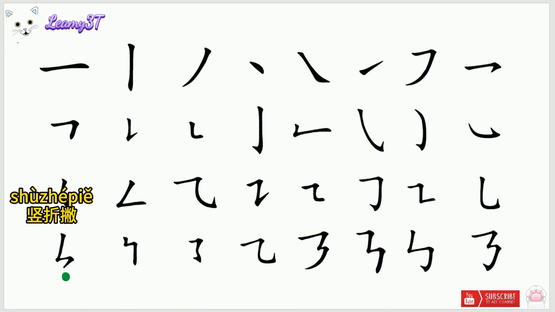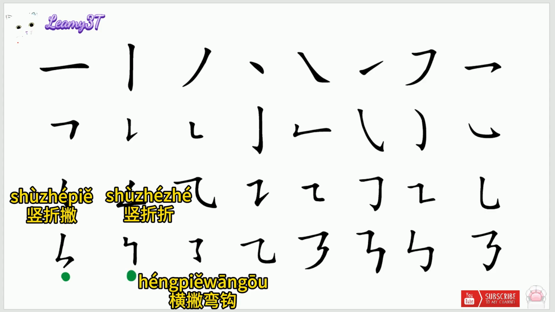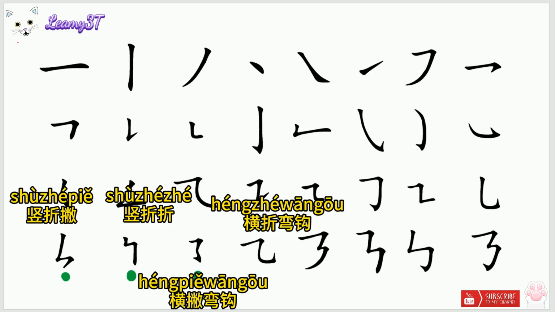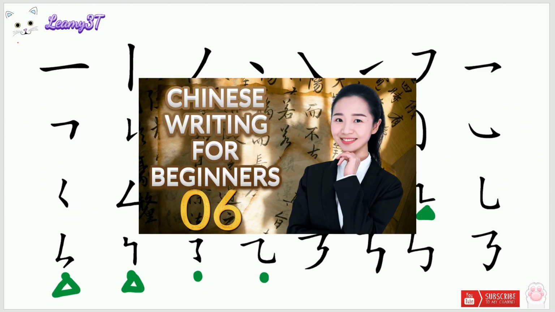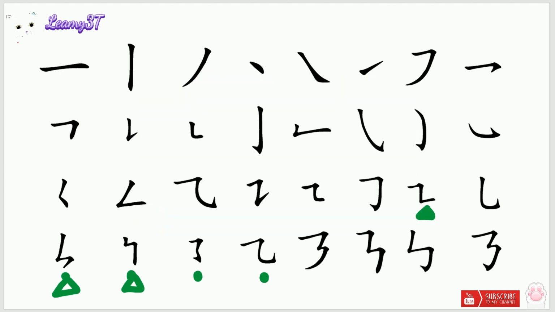shùzhépiě, shùzhézhé, 横撇弯钩 and héngzhéwāngōu. Let me explain. shùzhépiě, shùzhézhé, and héngzhéwāngōu, which we learned in Lesson 6, only appear in a few specific Chinese characters.